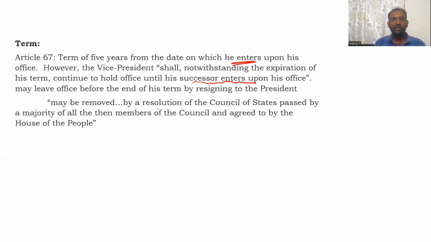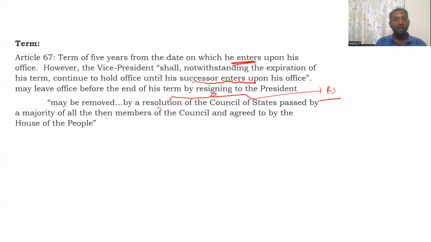Now, how will he be removed? The Constitution doesn't define under what conditions, on what grounds he can be removed. Whereas in case of President of India, it says that the President can be removed for violation of the Constitution. The same is not the case with the Vice President of India. How will he be removed? By resolution of Council of States. It means that such a resolution can only be moved in Rajya Sabha, whereas in case of President, it can be moved in Lok Sabha or Rajya Sabha. But for Vice President, it can be initiated only in Rajya Sabha.